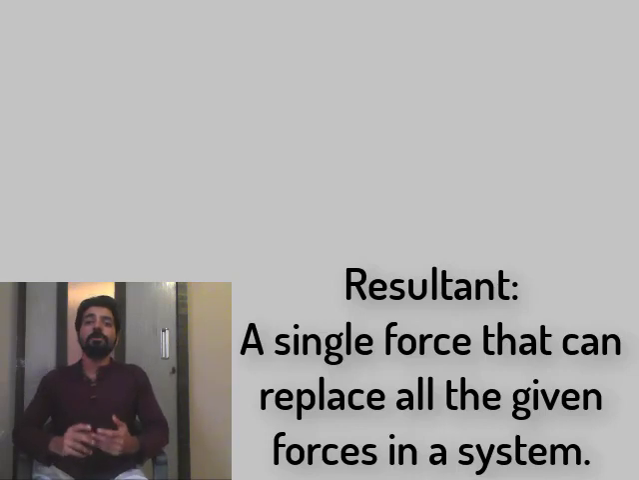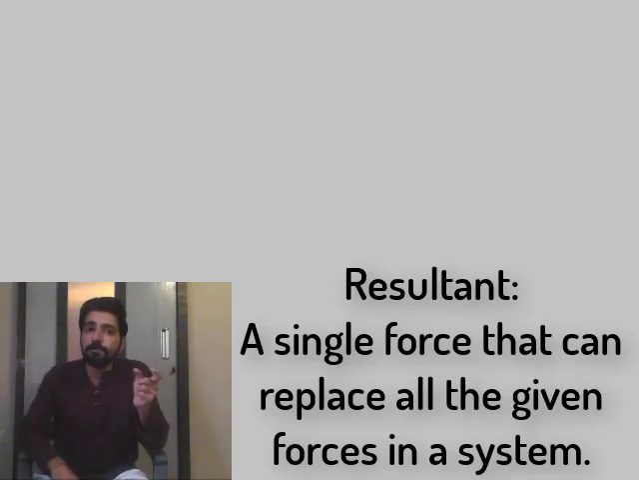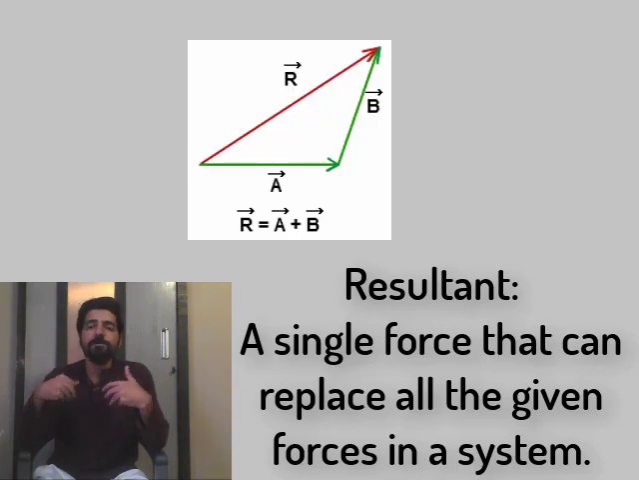Now, the aim of this chapter is to find out a resultant of different given systems. First, understand what a resultant is. Resultant is also a force, but it is a single force that can replace all the given forces. So if you have 5 to 10 forces, or even if you have two forces and you want to combine them and make just one single force, that single force is called a resultant.